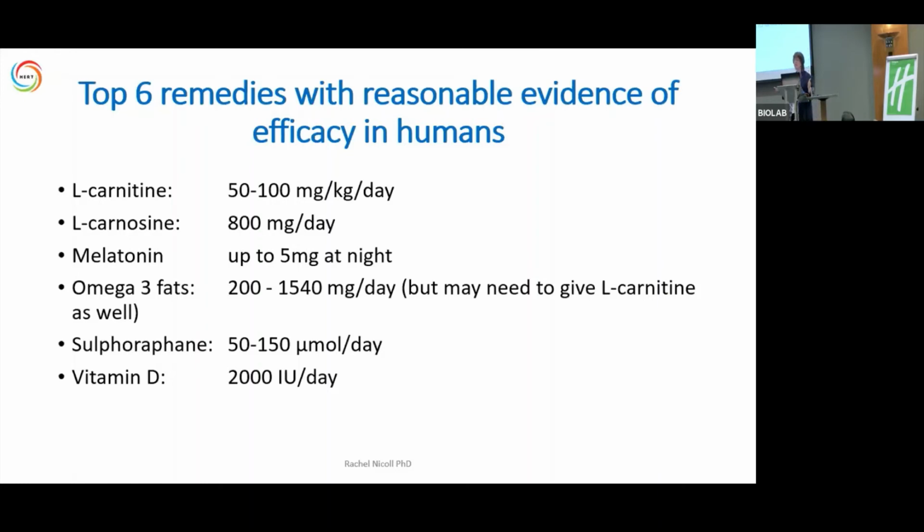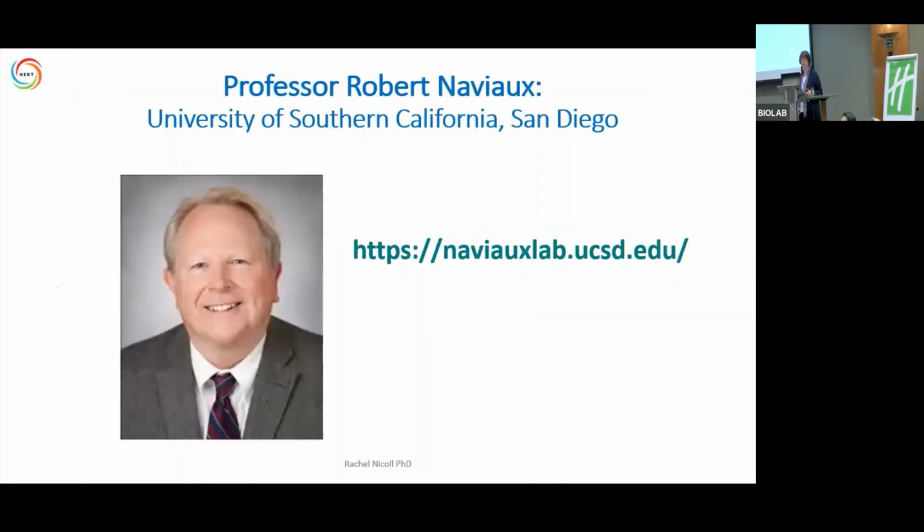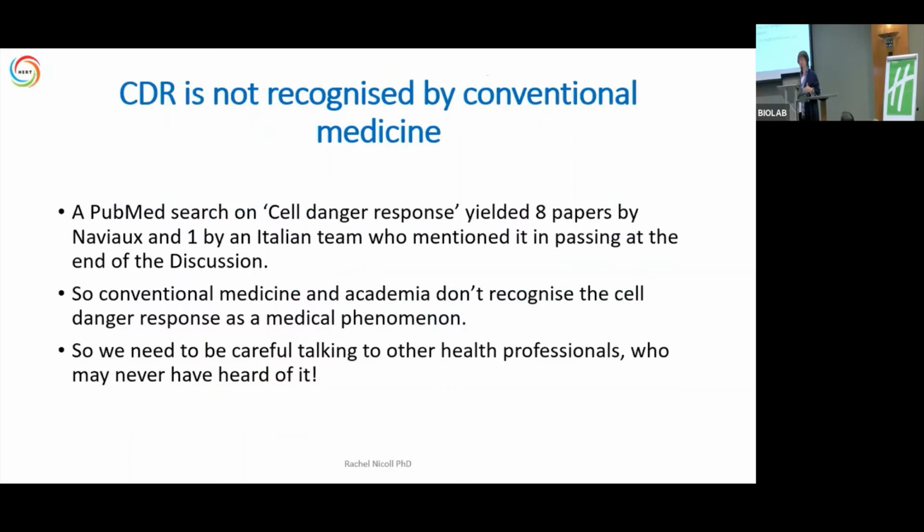So while I'm talking about autism and the mitochondria, I'm going to mention the cell danger response. This has been coined by Professor Robert Naviaux in the States. But before I say anything more about this, I want to point out that this is not recognized by conventional medicine. Some of us have tended to adopt this because we like it as a concept. But if you try mentioning this to a conventional doctor, they'll think you're even more crazy than they do already.